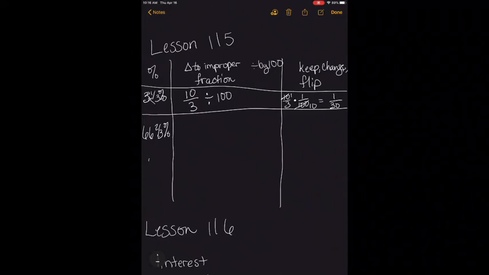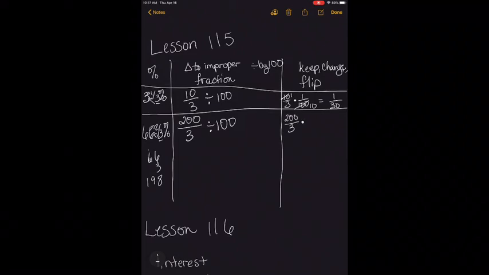Let's look at 66 2/3. First step, let's change it to an improper fraction. So 3 times 66. If you're not sure, you can write it out to the side. It's going to be 198 plus 2 is 200. And remember, our denominator stays with what it was as a fraction, the fraction denominator. So 200 over 3 divided by 100.